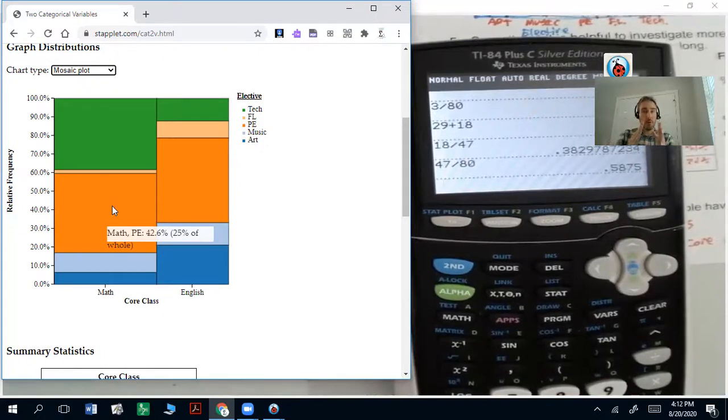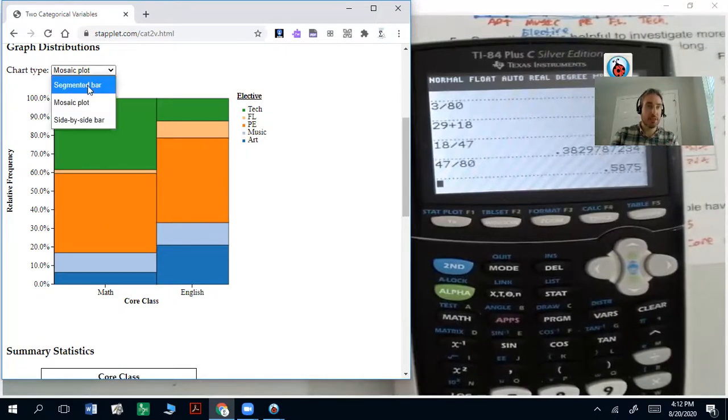It gives it a little bit of a wider width so that it represents more people. So as you can tell, even though there was a higher proportion of English people who liked PE than math people, there still will be more people represented here because overall it's going to be a bigger width. So keep that in mind. Mosaic plots represent a combination of segment and bar and overall percent of a category.